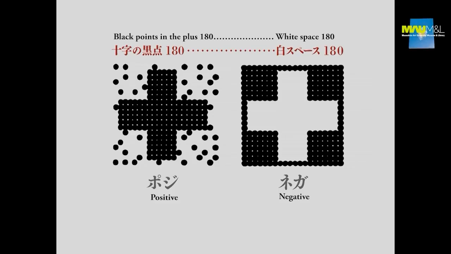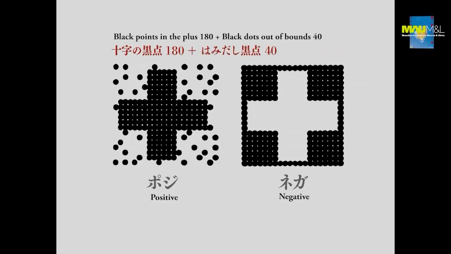The plus sign have the same density. The white cross is neatly shaped with 180 white spaces, but the black cross has 180 black dots forming a cross symbol with 40 black dots scattered around and floating here and there. But both keep the contrast of 220 black to 180 white.